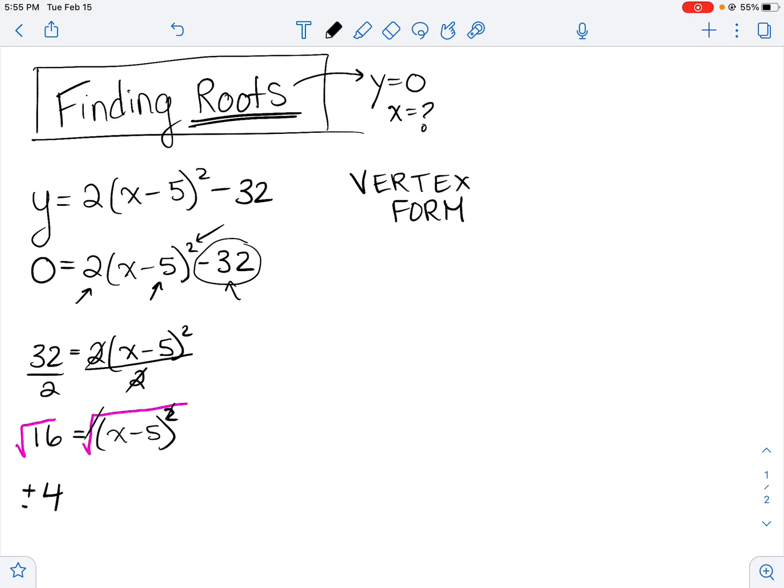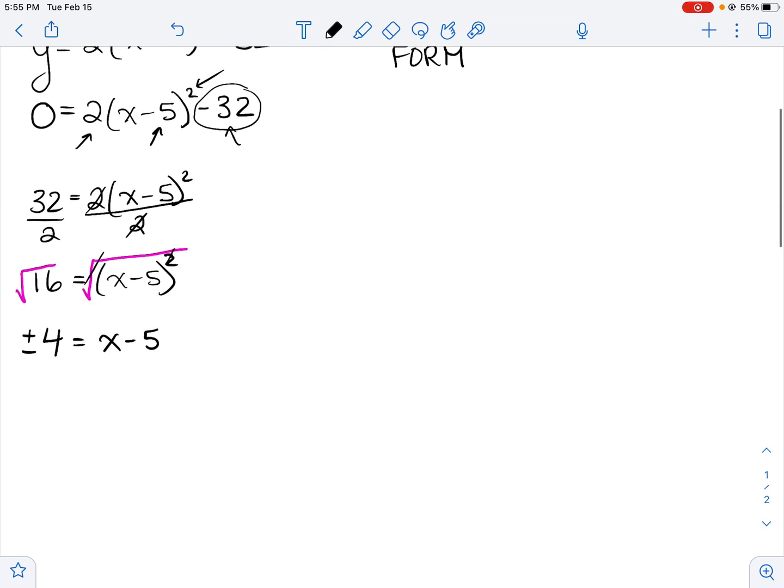So I'm going to say it's plus or minus 4. Why is that? Because the square root of 16 just means two of the same number that multiply to 16. So negative 4 times negative 4 is positive 16. Okay, now I've got to solve this equation.